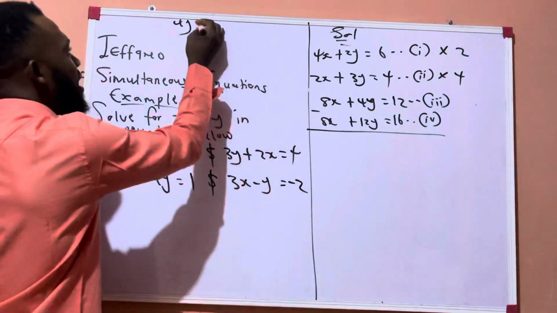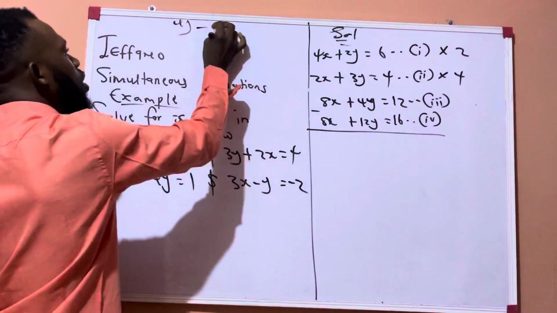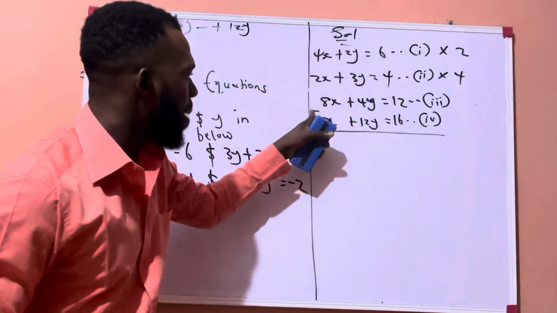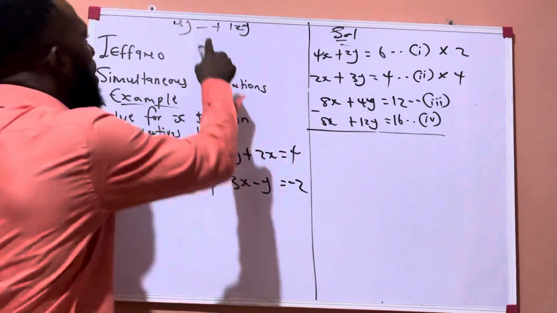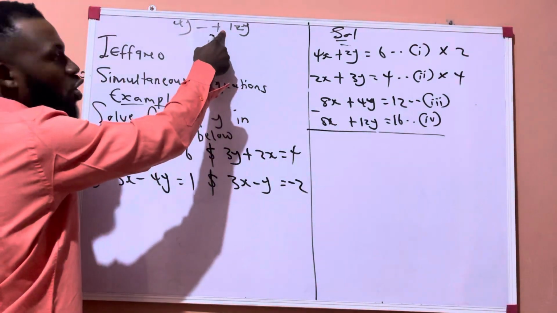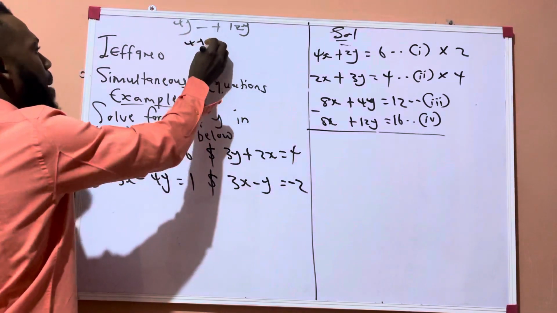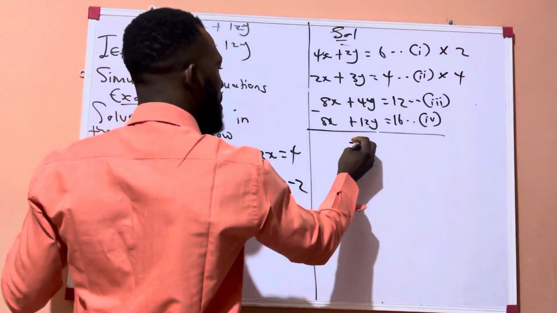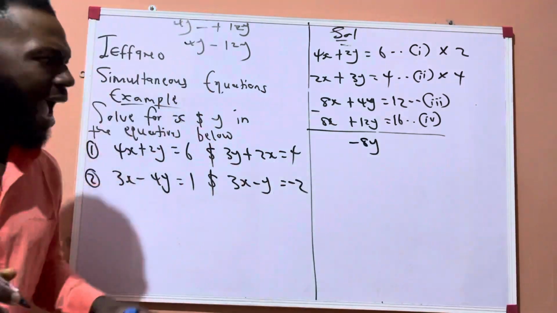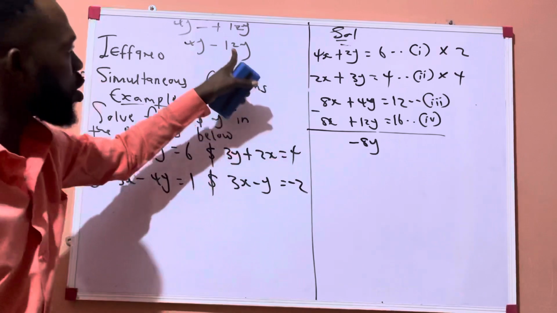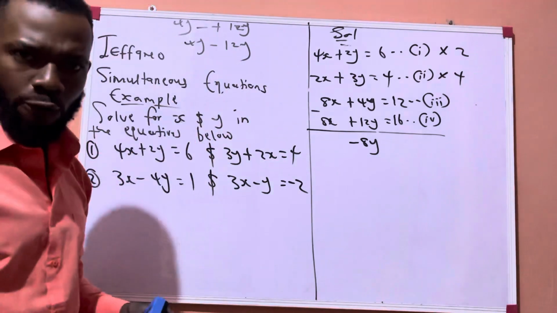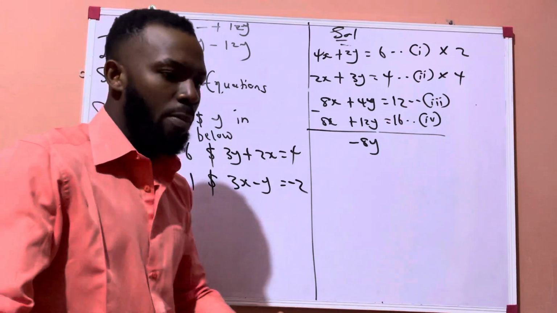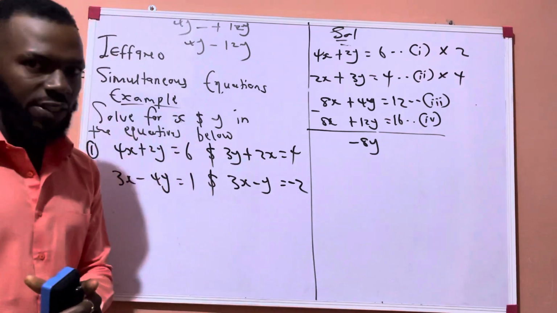Now, if 8x minus 8x is 0, what do I have here? 4y minus plus 12y. Now, minus times plus will give us minus. What do we have? 4y minus 12y. Now, 4y minus 12y will give us minus 8y. Why is there a negative sign? Because 12y is bigger than 4y, and there is no way you can subtract a bigger number from a smaller number. There must be a negative sign.